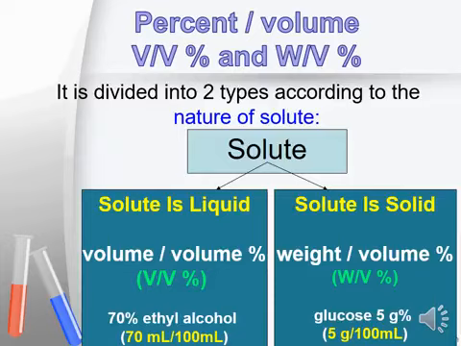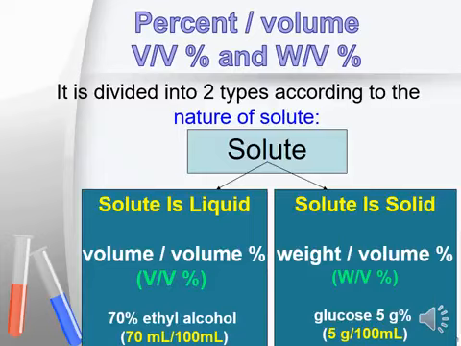The solute is liquid, for example ethyl alcohol. What is the percentage of ethyl alcohol? I have here 70% ethyl alcohol. 70% ethyl alcohol means that I take 70 milliliter of 100% alcohol, then I complete it with 30 milliliter water to get 70% ethyl alcohol. 70% means that it is 70 milliliter of ethyl alcohol present in 100 milliliter total solution.